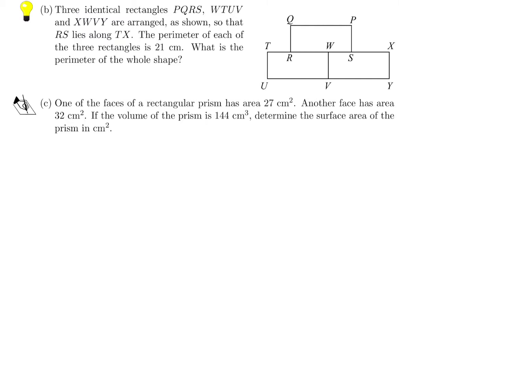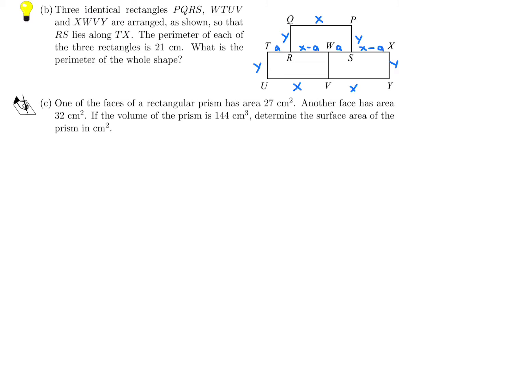Three identical rectangles are arranged as shown, so that RS lies on TX. The perimeter of each of the three rectangles is 21. What is the perimeter of the whole shape? Well, let's give some values here. Let's call this x, this y, y, y, y, x, x. Now, this part here I have to break up, so I'll call that part a. And then this part here will be x minus a. Since this is all x, this part has to be a, and then this part is x minus a.